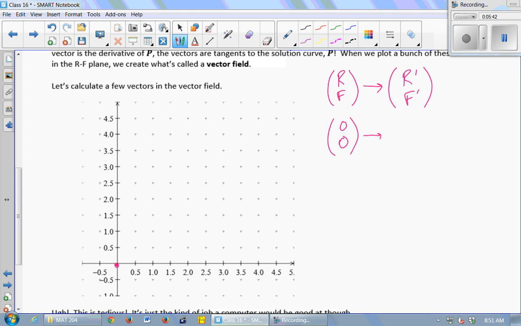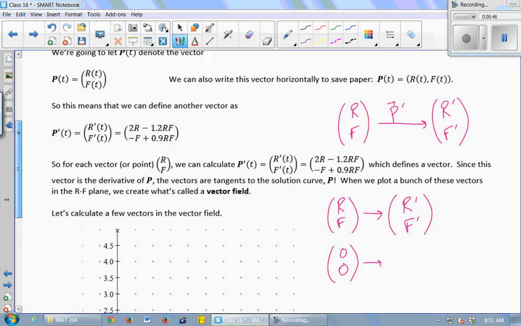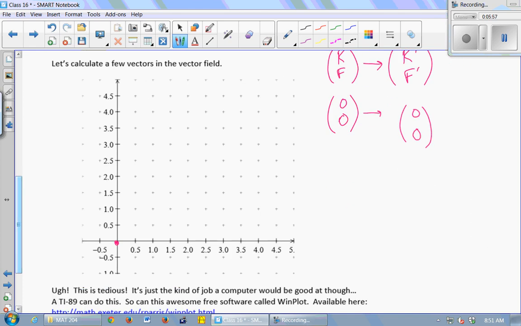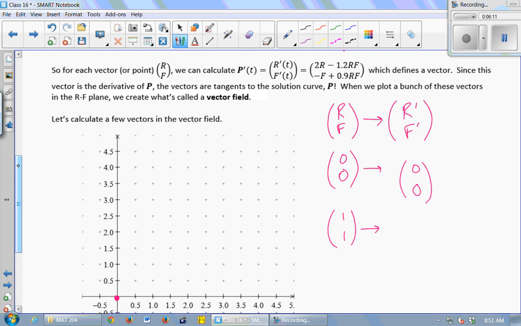So if I plug 0, 0 into my equations for R prime and F prime, what do I get? 0, 0. So at 0, 0, I draw a vector that points in the 0, 0 direction, which means it's just a point. All right, let's do 1, 1. If I take the point 1, 1 and plug 1 for R and 1 for F into my formulas for R prime and F prime, I get 2 minus 1.2, which is 0.8, and negative 1 plus 0.9 is negative 0.1. So at 1, 1, I'm going to draw a vector that points 0.8 comma negative 0.1.